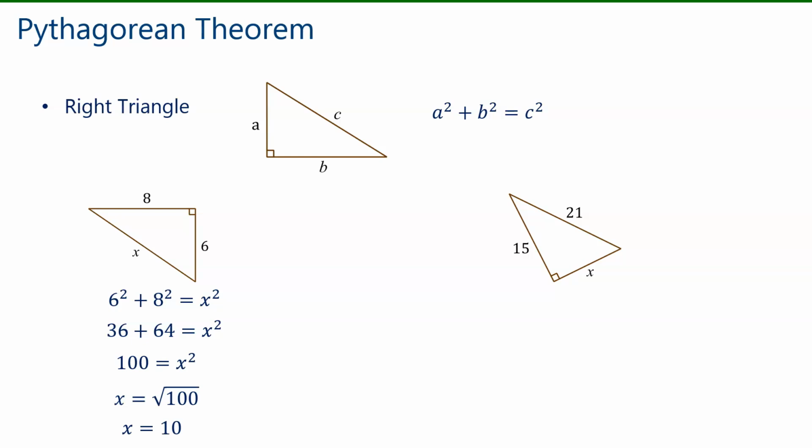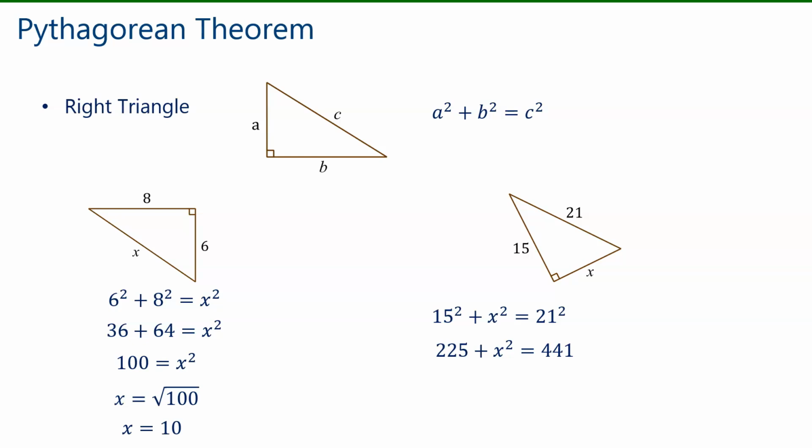Now if you look at this example, you notice it's slightly different because we're given the hypotenuse in this one. We're actually looking for a leg. So it doesn't really matter which one is A and B. Let's set A to be 15 and B to be x, and our C is 21. So we plug in the values, we get this. Now work it out. 15 squared is 225. 21 squared is 441. So now to solve for x, we want to get x by itself.